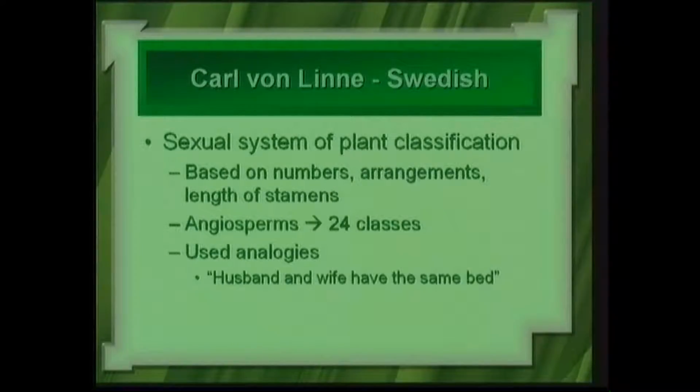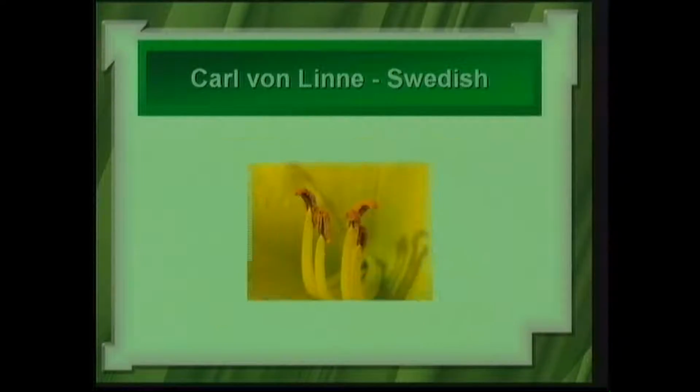So he would say, the husband and wife have the same bed. That means you have anther and pistil. Remember, the anther or the stamens are the male structure in a perfect flower, and the pistil, okay, would be the so-called wife. So you'd have the stamen and the pistil in the same flower, referring to the flower as a bed. So you can kind of imagine. So he'd have these descriptions such as you have 6 husbands and 1 wife in the same bed. So some of the other botanists, they just kind of raised a lot of protests about that. They're kind of shocked at these analogies.